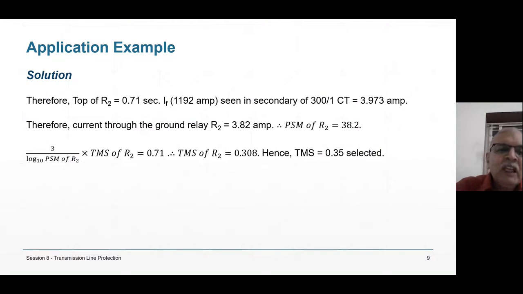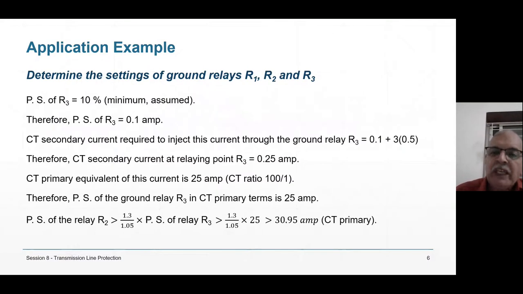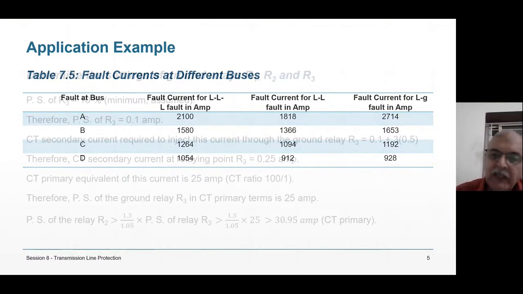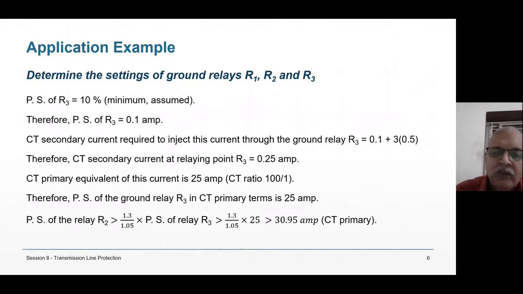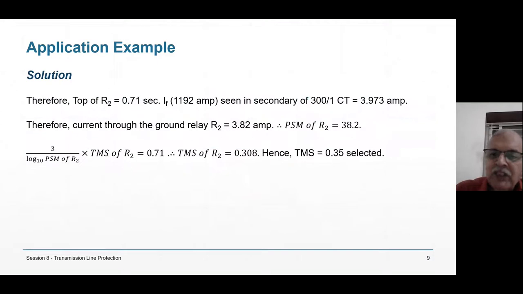You can see you have to take 1192 ampere now. 1192 means bus B. Let us check. Bus B is where R2 and R3 are operating. So 1192. When you do R1 and R2, 1653 you will take. Right. So you have taken 1192, and based on 1192, after this table, this calculation is done. And according to that table, TMS of R3 is 0.35.